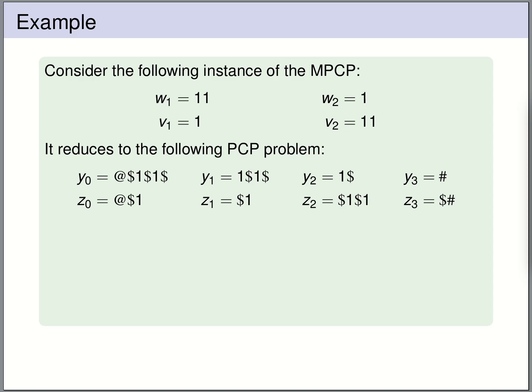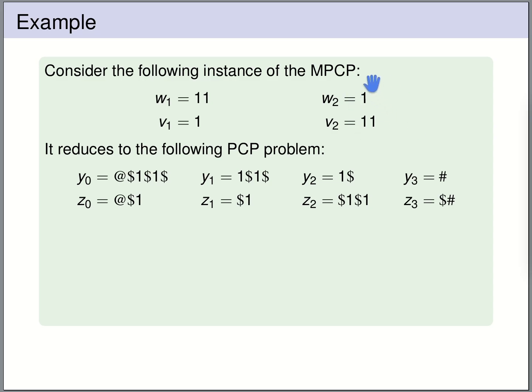So here we have an example of this transformation. We have given an instance of a modified PCP and we transform it into a PCP. So this is our first pair of the modified PCP. We transform it into PCP. We insert dollar symbols after each letter of the left entry of the pair. So we have a dollar after the one and a dollar after this one. We insert dollar symbols before each letter in the right entry of the pair. So this gives a dollar before this one.